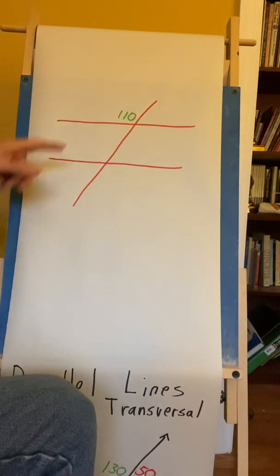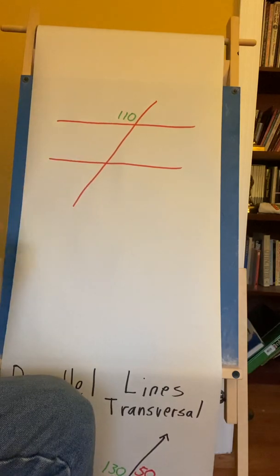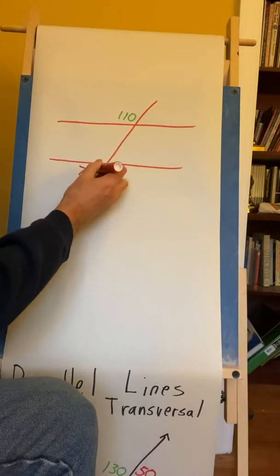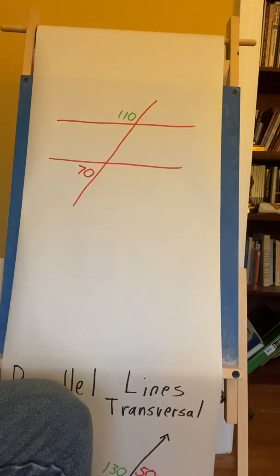So my initial question is, if that's 110, what's this one down here? It's going to be 70. And that's really all there is to it.